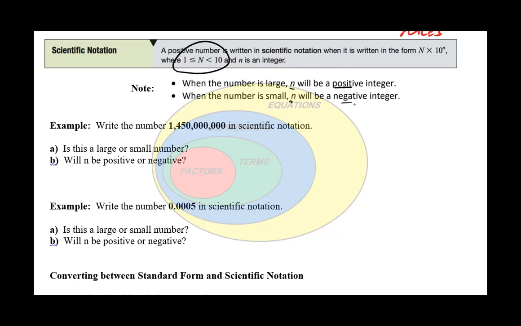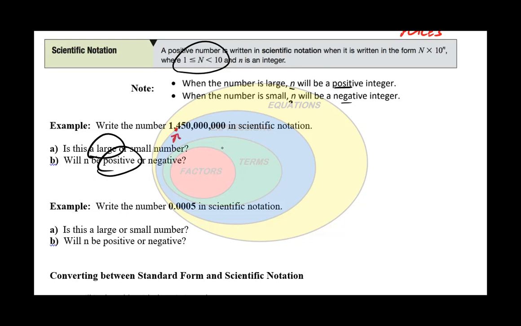So just as an example, if we want to write 1,450,000,000 in scientific notation, the first thing we look at is this number is large. So since the number is a very large number, then n will be positive. So we're going to look to place the decimal so that the first number is between 1 and 10. So the decimal place, I like to say, goes right after the first significant digit. It should be right here.